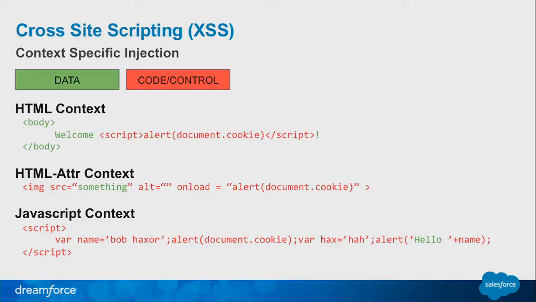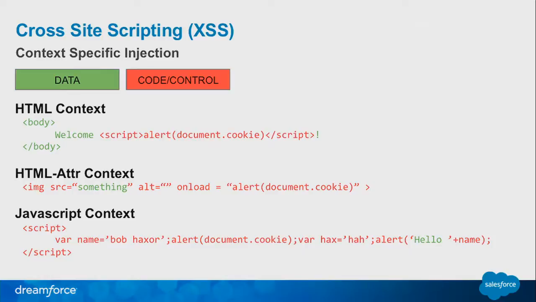HTML attribute context. Now, when I'm in an attribute context, I don't even need to start a new block, right? Because you can execute script in attributes. So what I'll do is close the current attribute that I'm in, and then add an attribute like onload, onclick, or onerror, which would execute my malicious script when any of those conditions are met. So that's HTML attribute context.